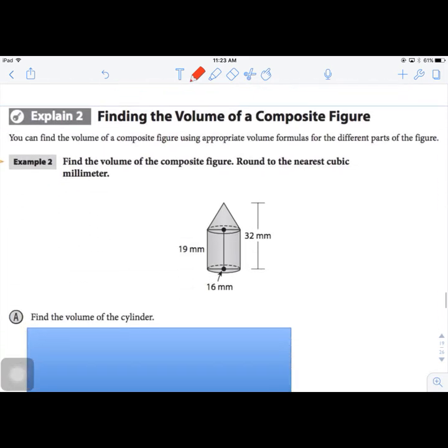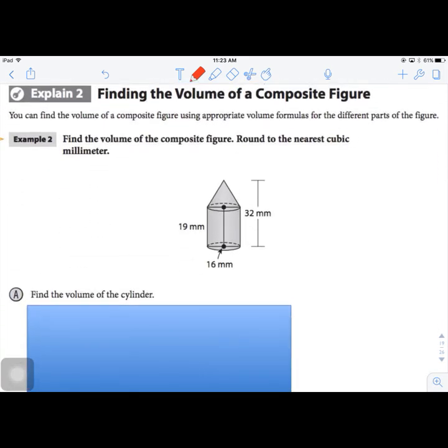In the first example, we have this composite figure that is made up of a cylinder with a cone on top. So we are going to start by writing down a pictorial formula. So the total volume for this composite figure is the volume of the cylinder on the bottom plus the volume of the cone.